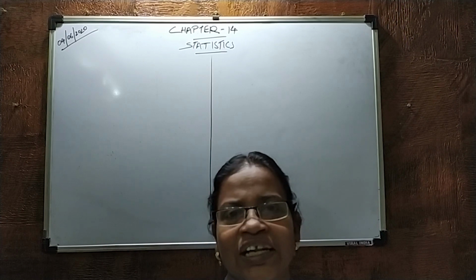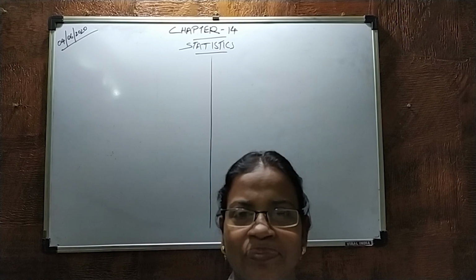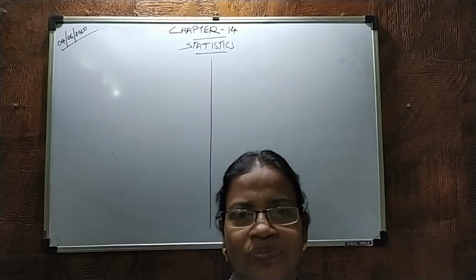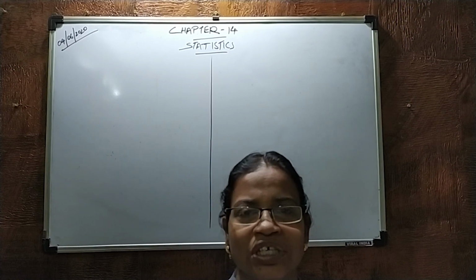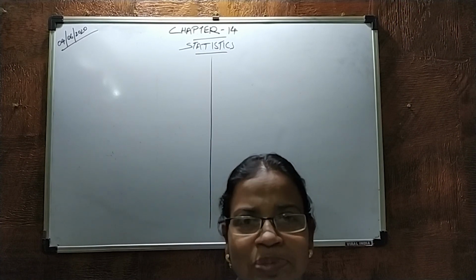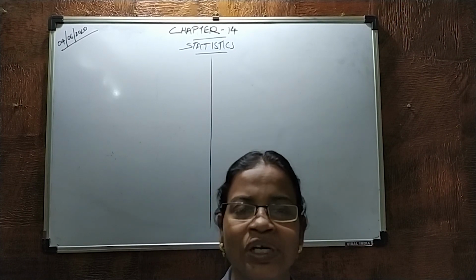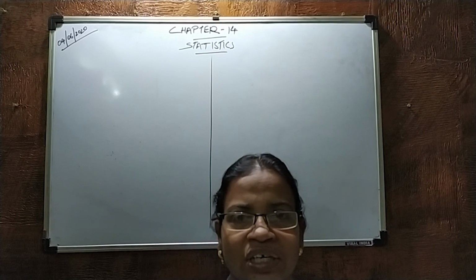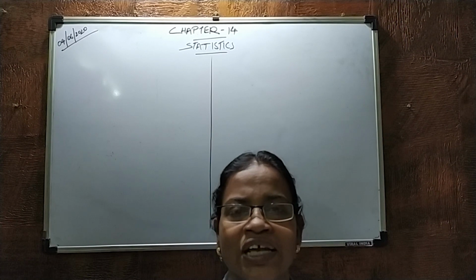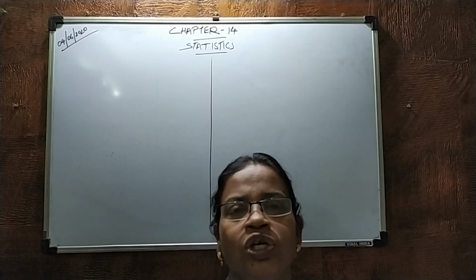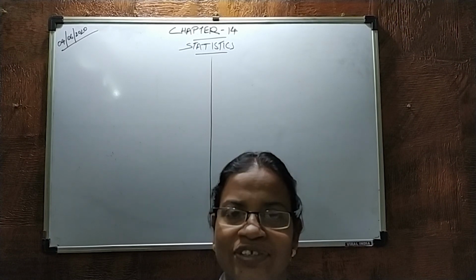If they specify a method, then you have to use that method only. Already said all the time. Then second one, the mode. For ungrouped data, mode means the highest frequency, the value that comes the maximum number of times. And for a grouped frequency distribution table, there is a formula: mode equals L plus F1 minus F0 divided by 2F1 minus F0 minus F2 into H.